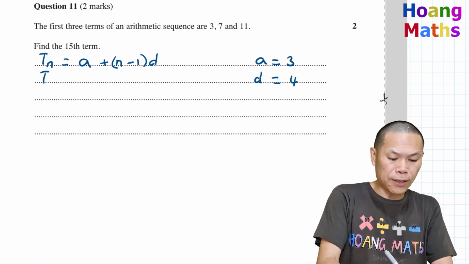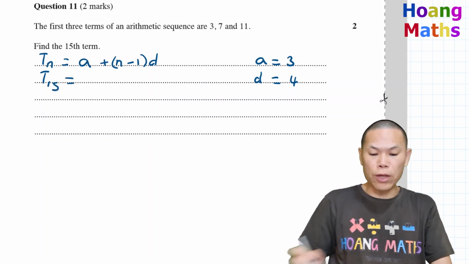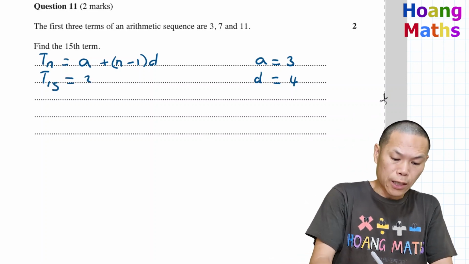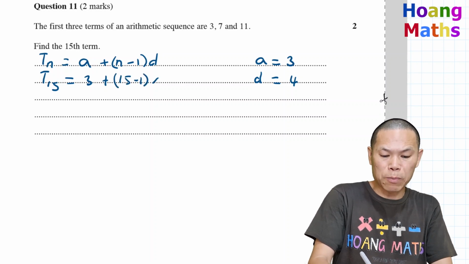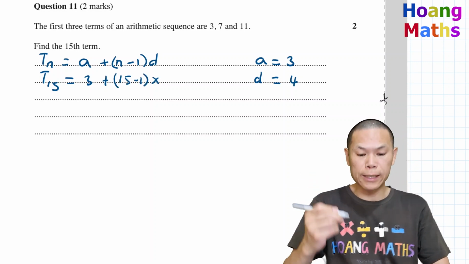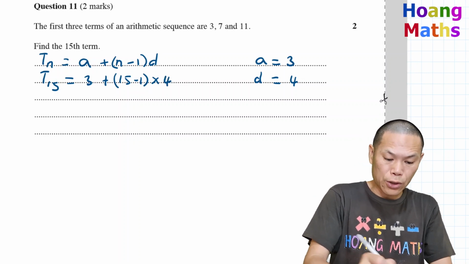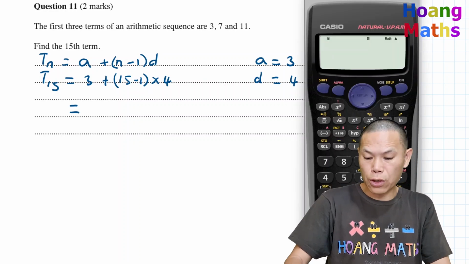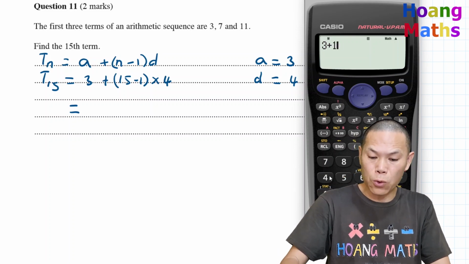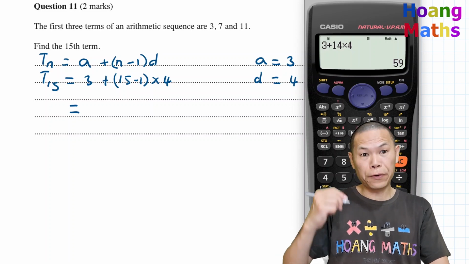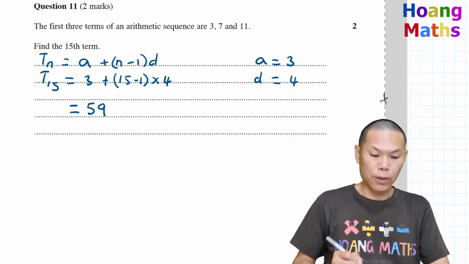So T15. And we know that a is 3 and 15 minus 1, and we times by the common difference, that is d, is 4. So just go 3 plus 15 minus 1 is 14, and we just times by 4. So there you go, 59.